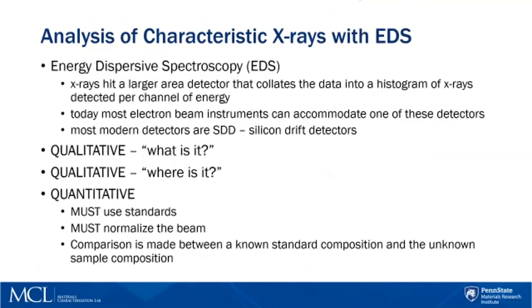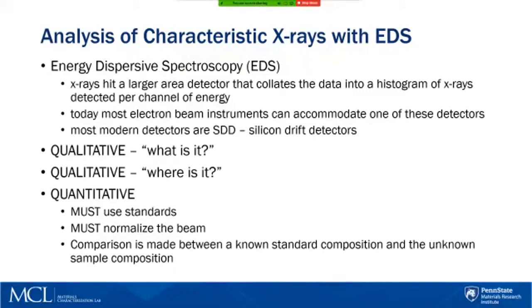So EDS, or energy dispersive spectroscopy, is when these characteristic X-rays hit a large area detector that then collates that into a histogram of X-rays. And it basically counts against energy. So it all maps out to the exact energy of the beam that is causing this to be knocked off. Almost all electron beam instruments today can accommodate one of these detectors, so they're extremely common and extremely well used. Almost all of them are now silicon drift detectors.